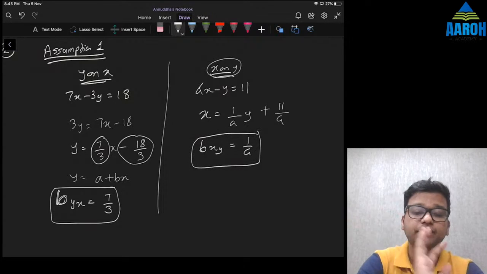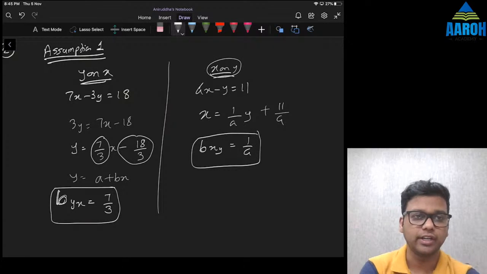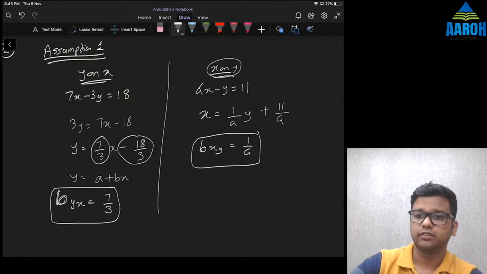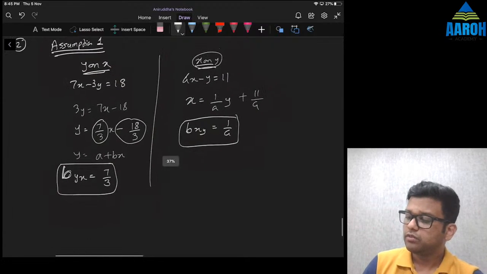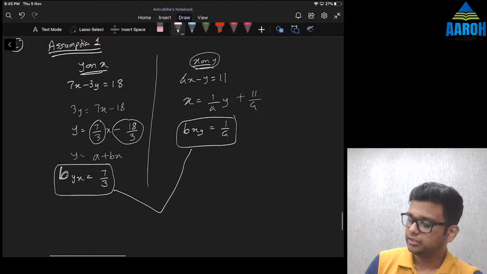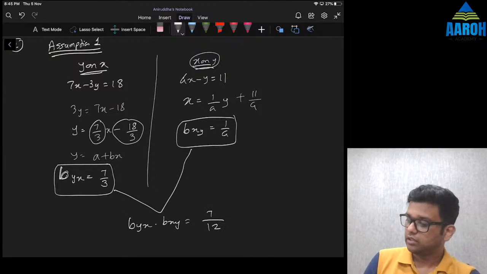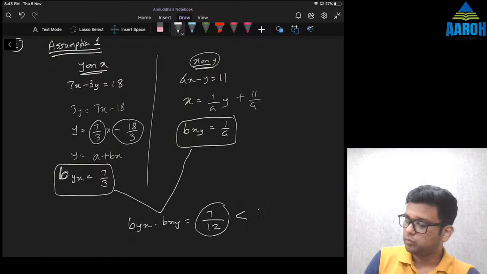Tell me if everyone is with me till this point, because this is very important again. First is y on x, okay? Let's check. Now what we'll do is multiply these two, byx into bxy. That gives us 7 by 3 into 1 by 4, that is 7 by 12. This 7 by 12 is less than 1, right?